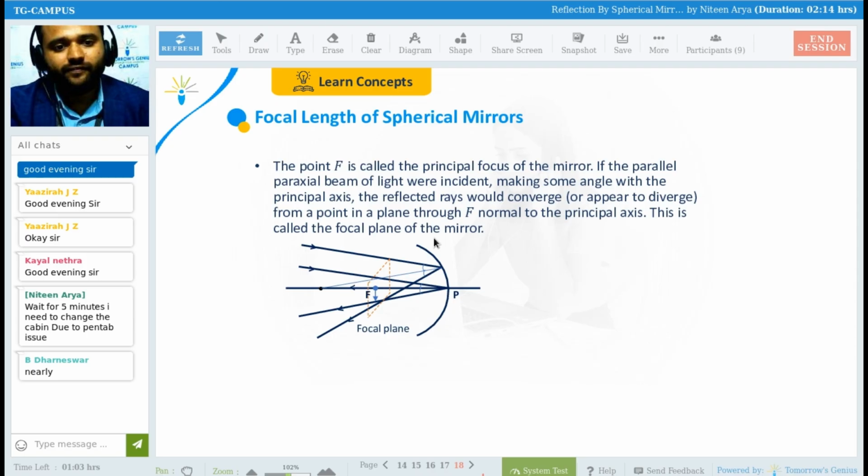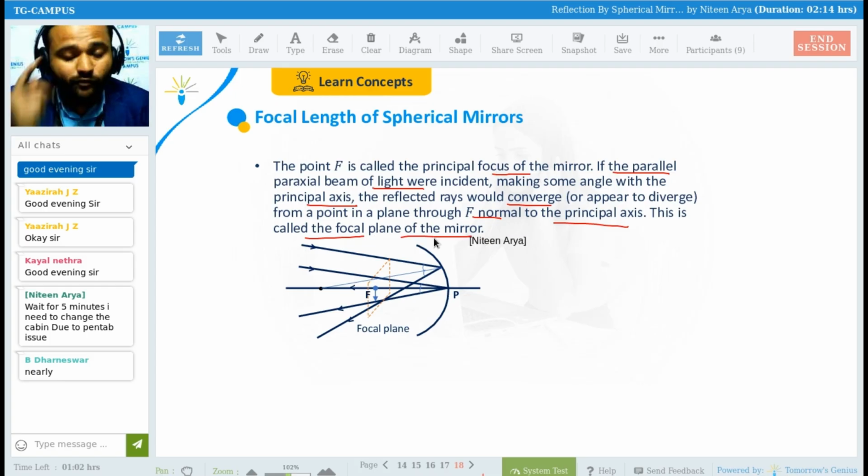So the point F is called the principal focus of a mirror. If a parallel paraxial beam of light were incident making some angle with the principal axis, the reflected rays converge or appear to diverge from a point P in a plane F normal to the principal axis. This is called the focal plane of the mirror. Okay, so this is your focal plane.